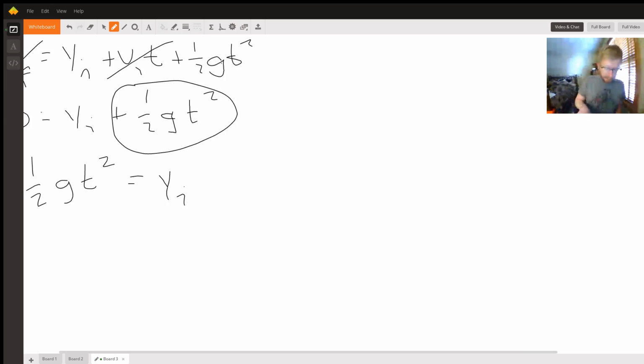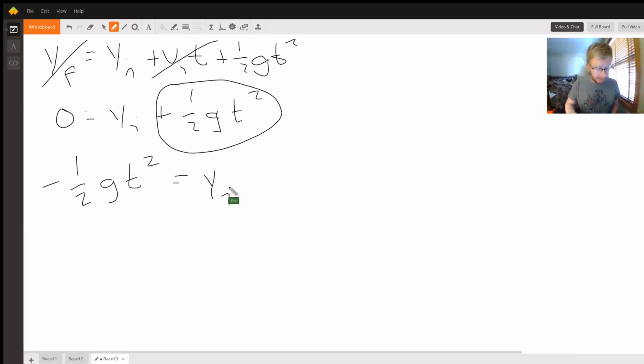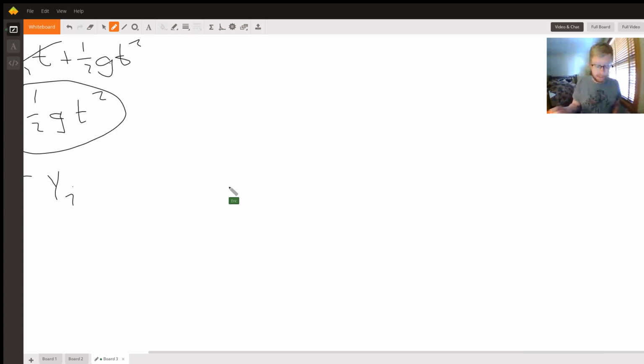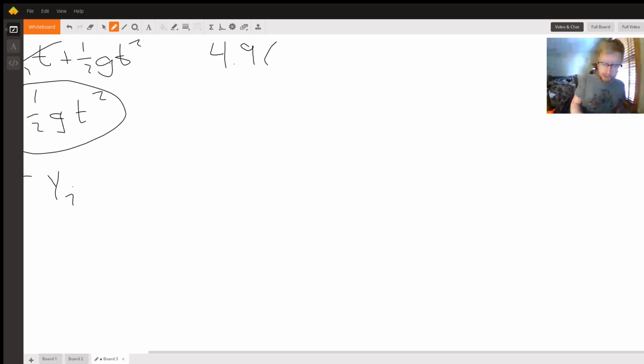I'm going to scroll over. So 1/2 times g is 4.9, and we've got a negative sign right here. And there's also a negative sign in that g, so we've got a positive number. That's good. So we've got 1/2 times 9.8 is 4.9 times the time it took, the 8.7 seconds, and that time is squared.